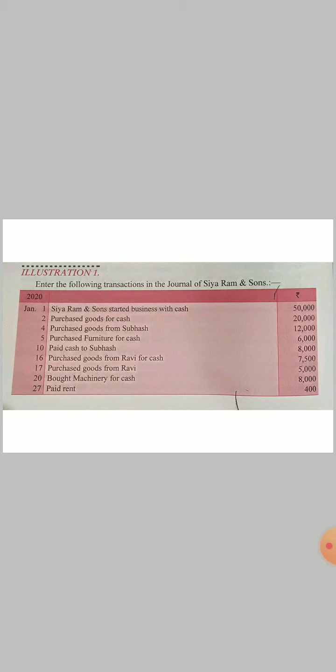Then purchase furniture for cash, furniture is coming into the business and cash is going out. Paid cash to Subhash, that means Subhash is receiving cash, whereas cash is going out of the business. Purchase goods from Ravi for cash, you have purchased goods but it is on cash. Then we are purchasing goods on credit. Then bought machinery for cash and paid rent. So these are the basic transactions that happen in a business.